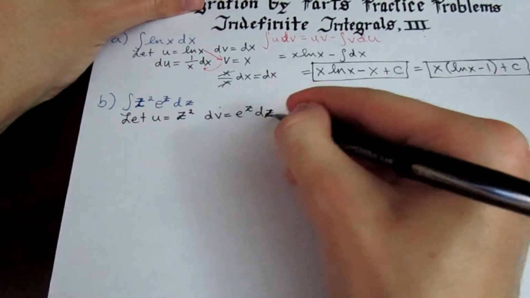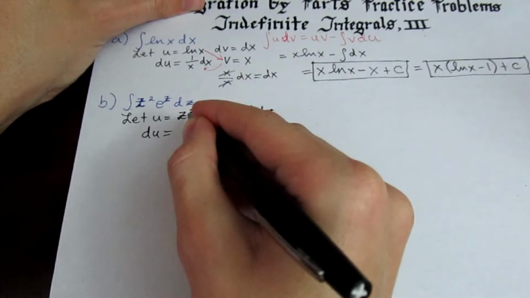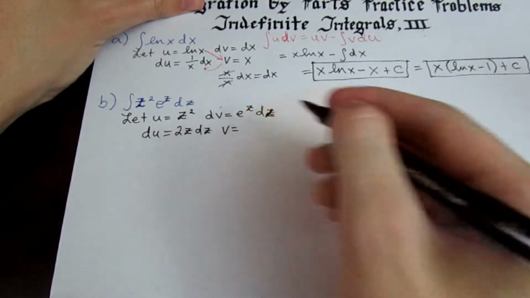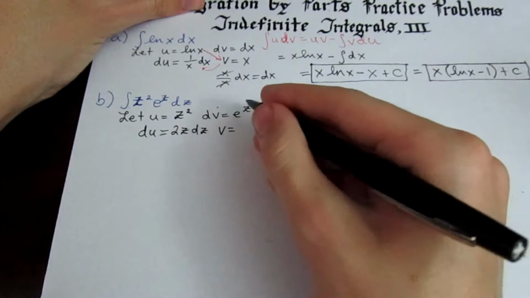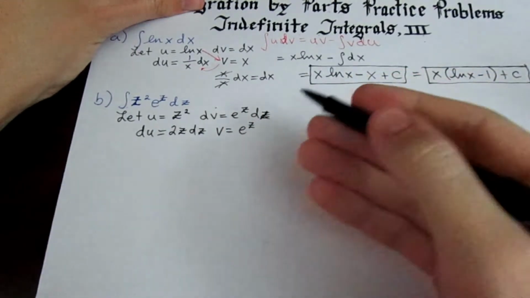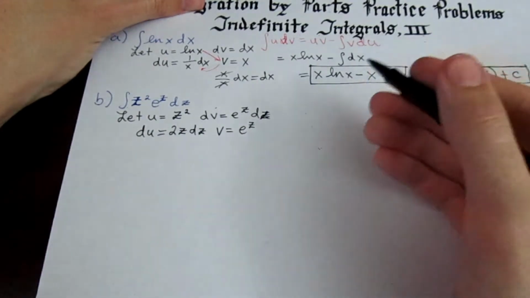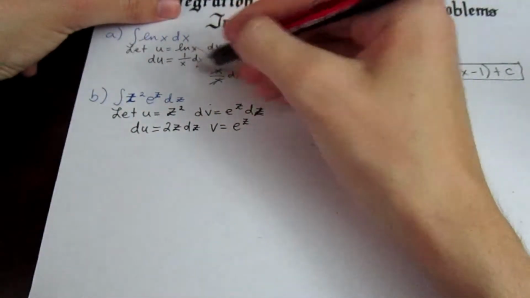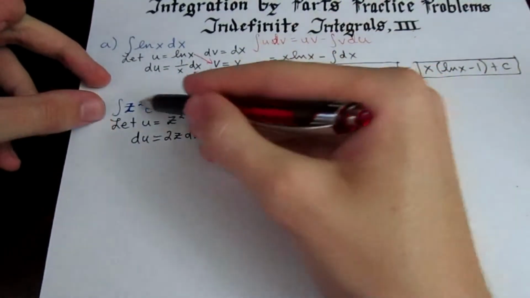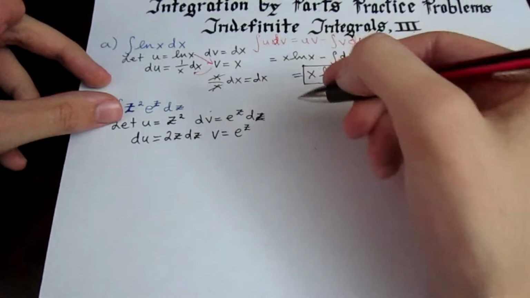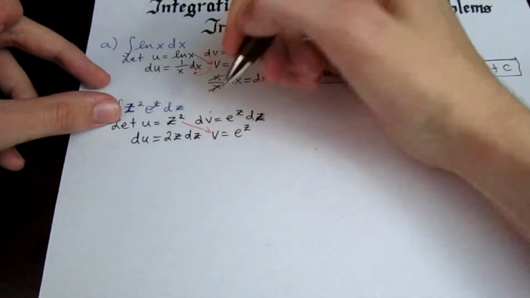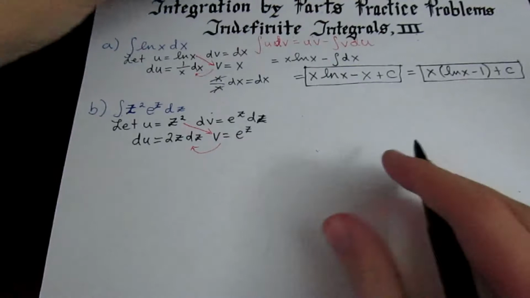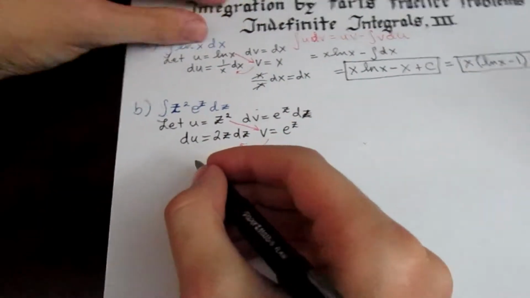Okay, so our du is going to be the derivative of that, so it's 2z dz, and v equals, well, the integral of e to the z is just e to the z. It's like the derivative of e to the x is e to the x, and the integral of e to the x is e to the x, same thing. Now we're going to do this again. So this is the integral of u dv, and it's going to be uv minus the integral of v du.